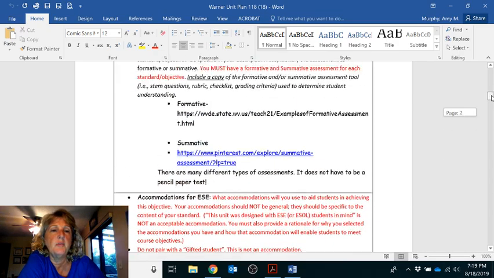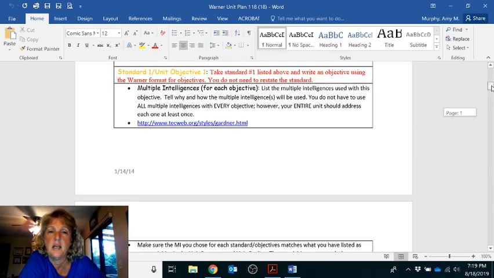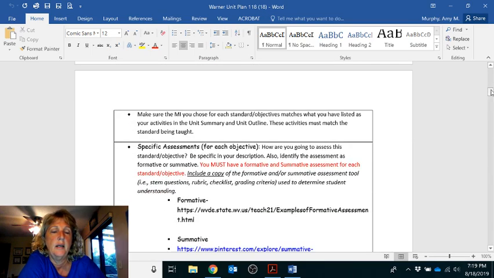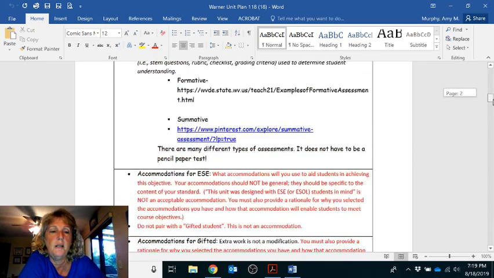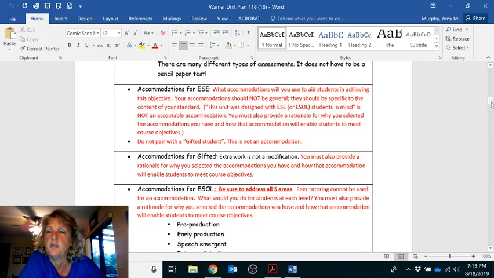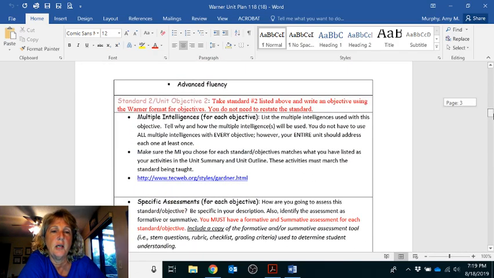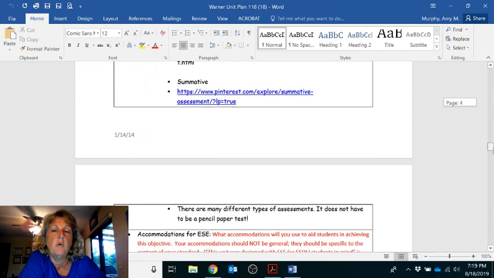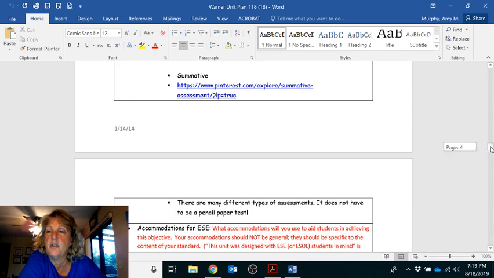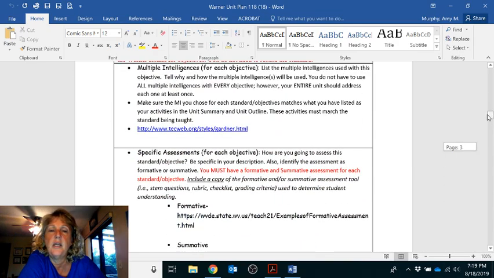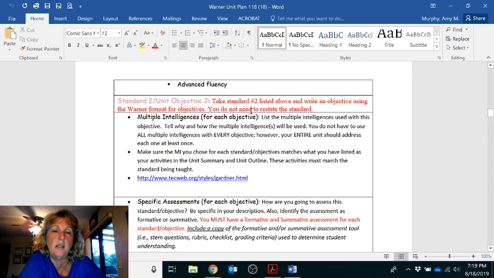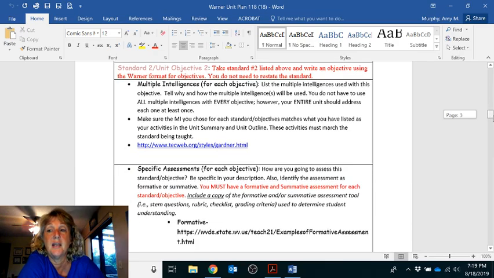You'll notice after the objective there are the exact same sections. This is the multiple intelligence sections for Objective 1. Here are the specific assessments for Objective 1 and the accommodations for Objective 1. You're going to see the same layout for Objective 2, 3, 4, 5, and 6. They are all the same. So week 3, you will create and write the objectives, and then you will write in the multiple intelligences, assessments, and the accommodations. Please take time to look over the unit plan. It will save both of us a great deal of time.